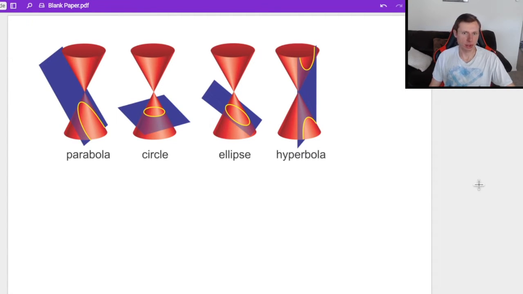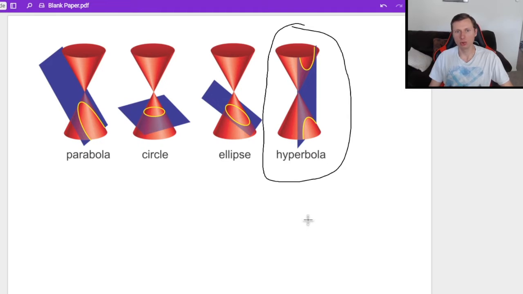This is the third part in a four-part series on conic sections. This is the third one, which is hyperbolas. We'll get to parabolas in the last one, don't worry. Hyperbolas, in my opinion, are the most interesting. They look pretty crazy, but don't worry, we're going to be solving them today.